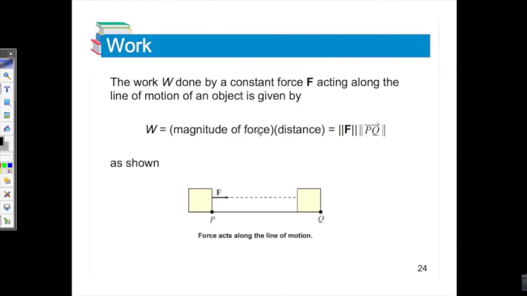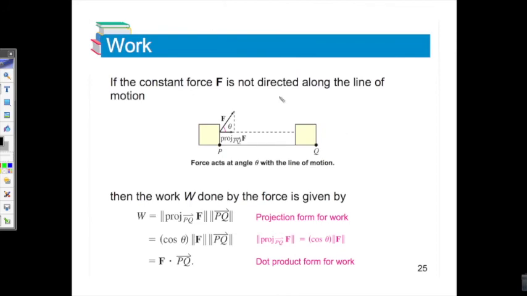Now let's talk about work. All right, the work done by a constant force F acting along a line of motion is given by this. It's basically just the magnitude of force times the distance. However, when we're dealing with pulling something in a direction, generally you have a force going upward, or it's just some angle upward. And really the force in the direction is that projection in the horizontal direction. So our formula becomes a little bit more complicated.